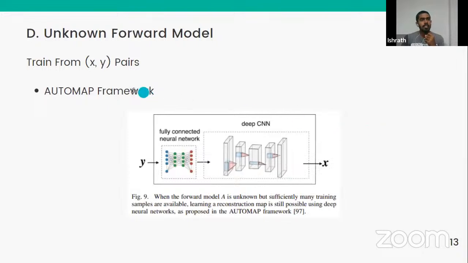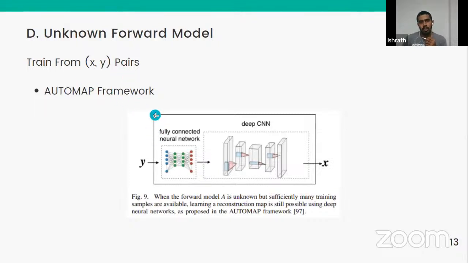The final case is when we don't have any information about the forward model at all. In that case, having only the x's and y's to train a reconstruction network will be extremely hard. In the paper they say that, to their knowledge, only this case has been analyzed for the unknown forward model. They mention the AutoMap framework for XY pairs.